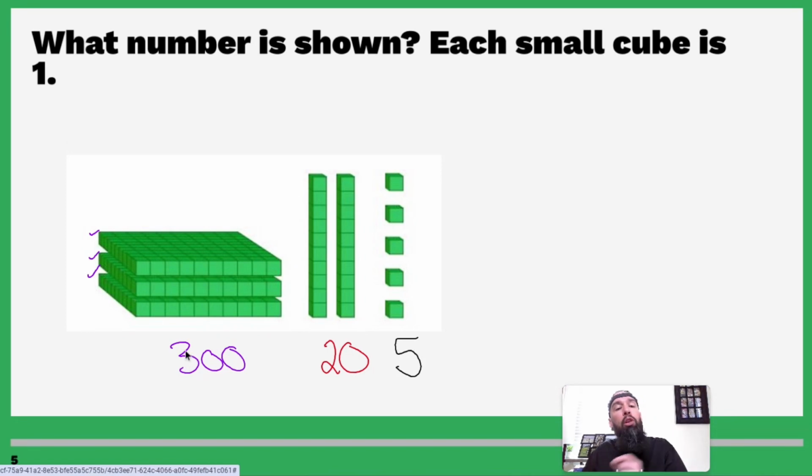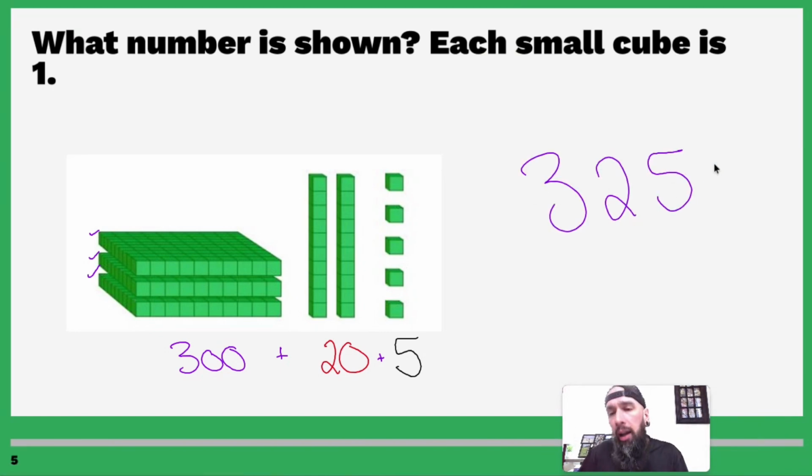Now, you combine these technically through addition. You would add these numbers up. But we're not even going to super view it that way. We're just going to use common sense. 325.